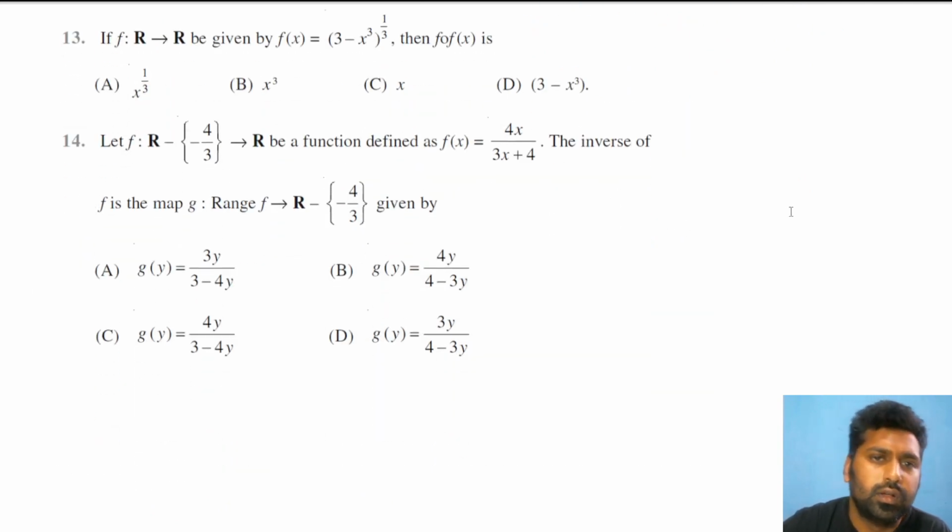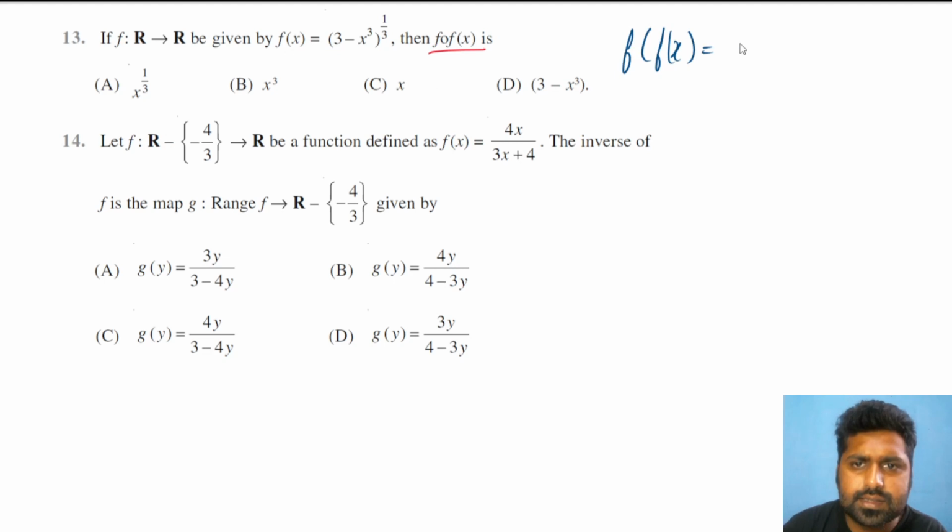Last question. MCQ form questions. This is the function. He's asking for f of f of x. Okay, so this kind of question can also be done with the same idea. F of x, write like this. Replace f of x first of all. F of x is (3 minus x cubed).